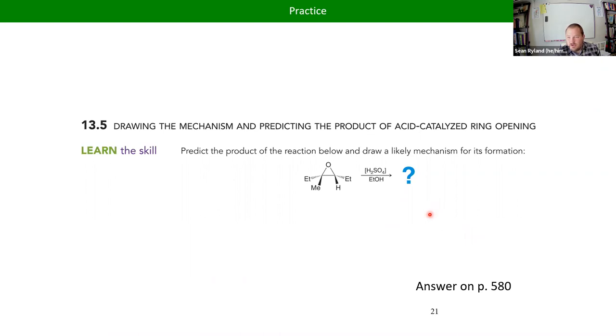So let's practice drawing a mechanism here. Acidic conditions, and it's not explicitly stated that it's acidic conditions, except that it says you've got H2SO4. If you've got a sulfuric acid as a catalyst, you can assume it's acidic conditions.